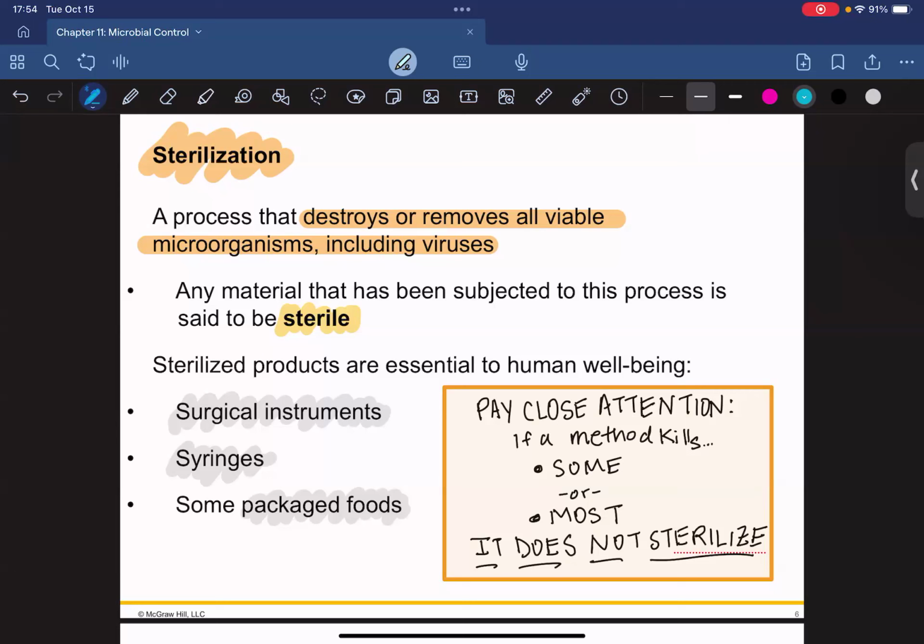Going forward, if I say that this kills some blah, blah, blah, or this kills most blah, blah, blah, then that means it doesn't sterilize. You can say it right off the bat if you see that, because it has to be all.